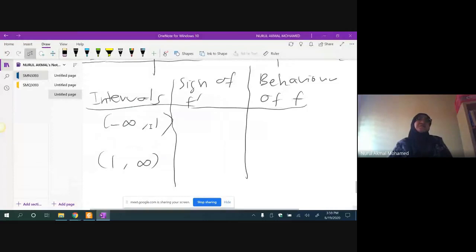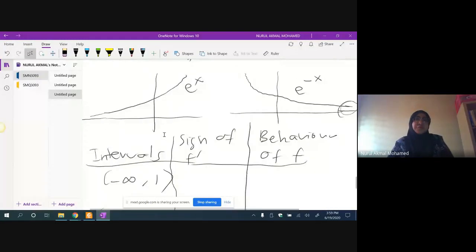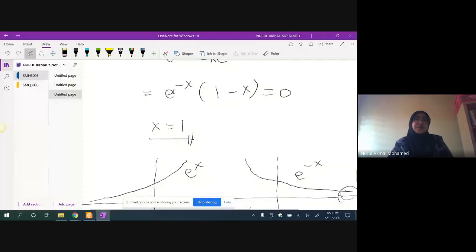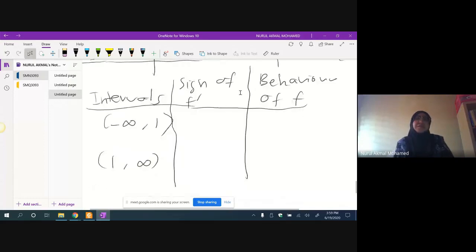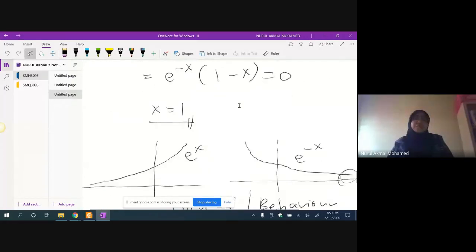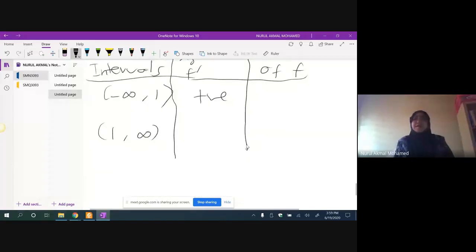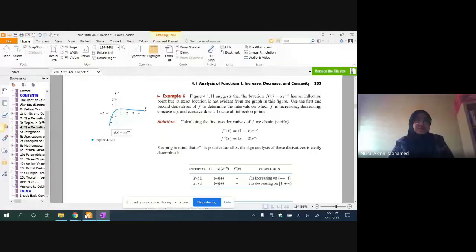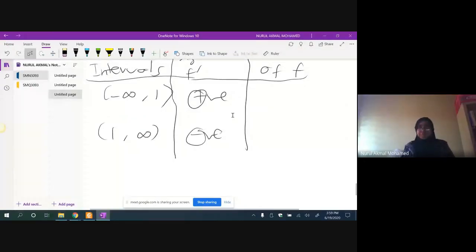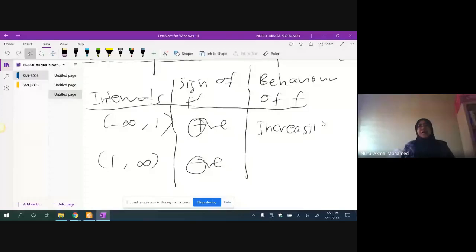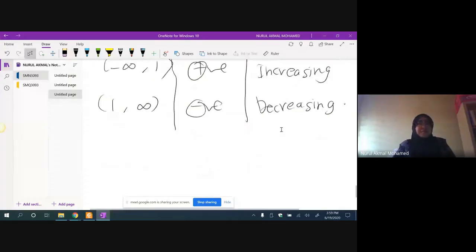When x is, let's say, x equal to 0, it will be positive. I think this one will be positive. When x is equal to 2, it will be negative. Is this correct? Positive and negative. I think so. So for the behavior, this one is increasing, and this is decreasing. And then next one.